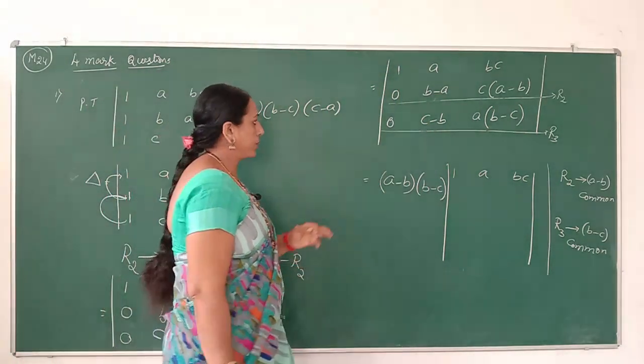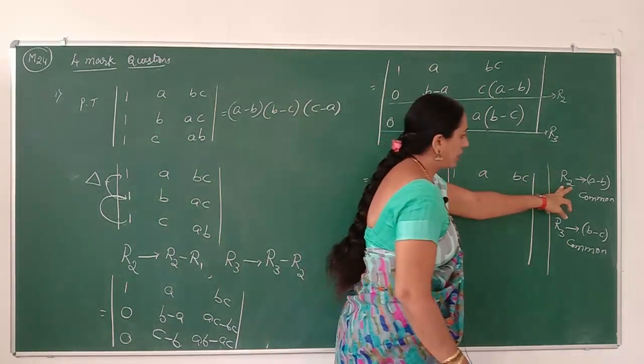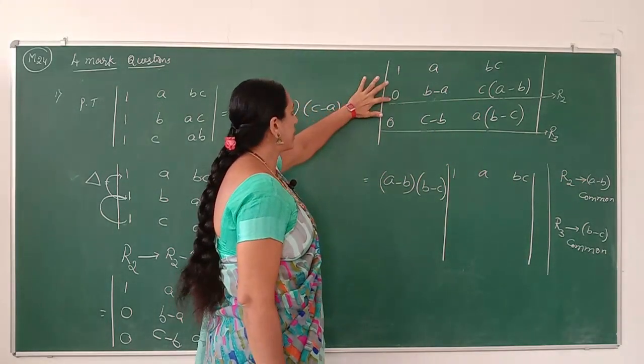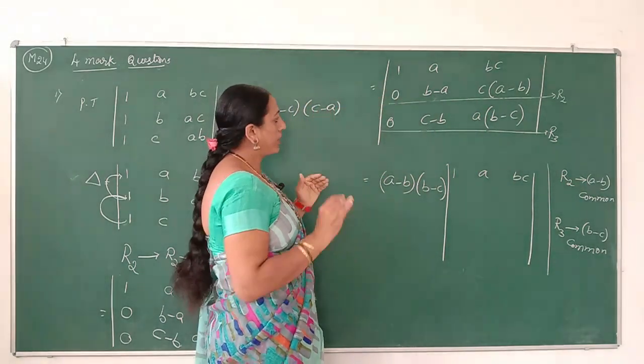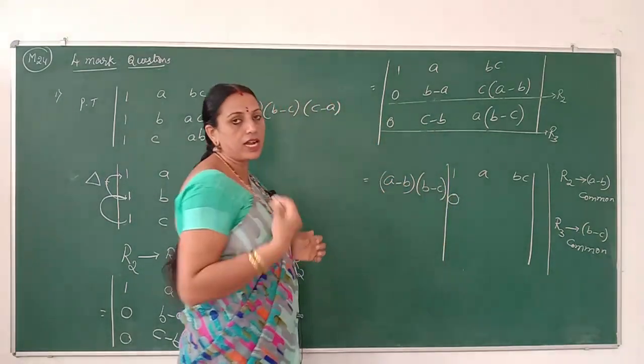But in the second row, A minus B is the common factor. Now the first element is 0. So 0 is a multiple of any number. After taking out the common factor, it does not change.